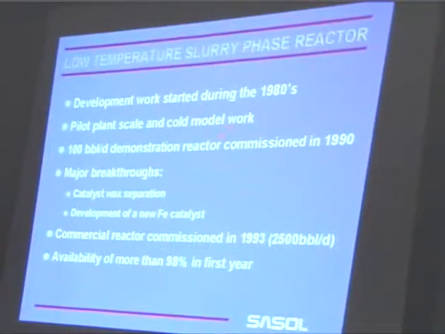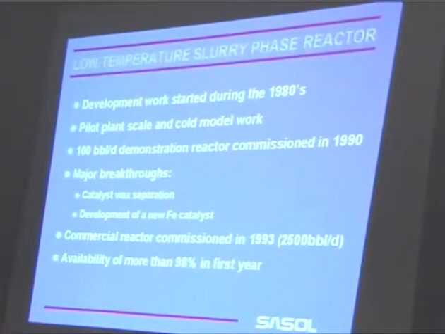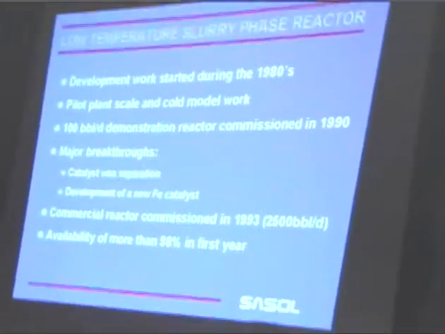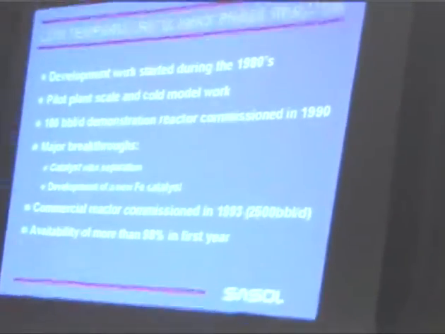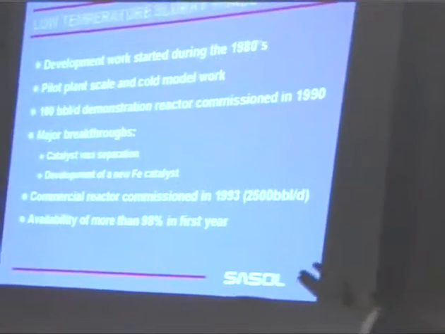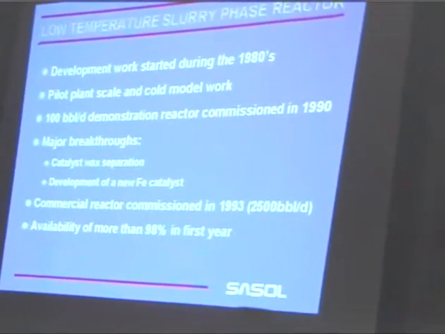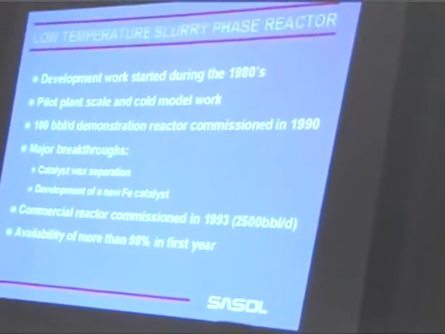So what we decided to do in the 1980s is to have a real look at the work which Kölbel had done and see if we can reproduce those results with iron, and also solve the problem with the catalyst wax separation, because we were successful with the SAS reactor. And so the engineers had to do something in process development, otherwise we were out of jobs.